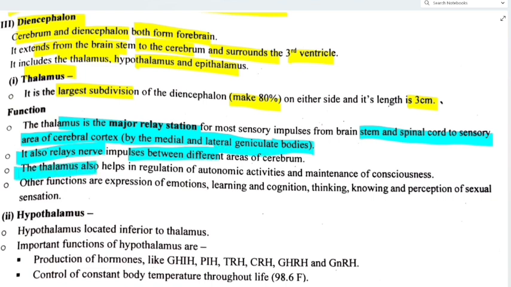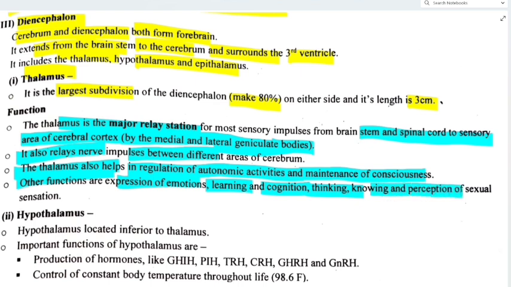The thalamus also helps in regulation of autonomic activities and maintenance of consciousness. Other functions are expression of emotion, learning and cognition, thinking, knowing and perception of sexual sensation. All these are regulated by thalamus. Okay.